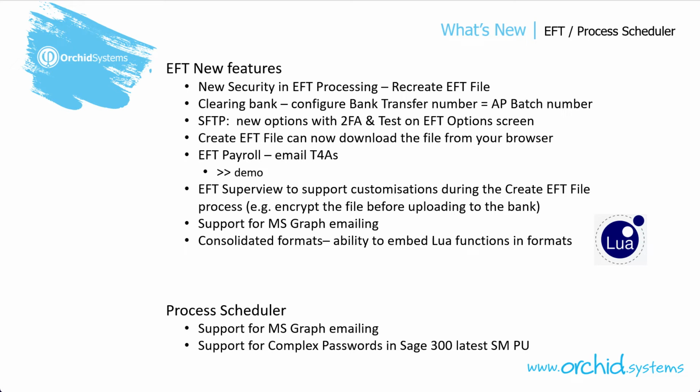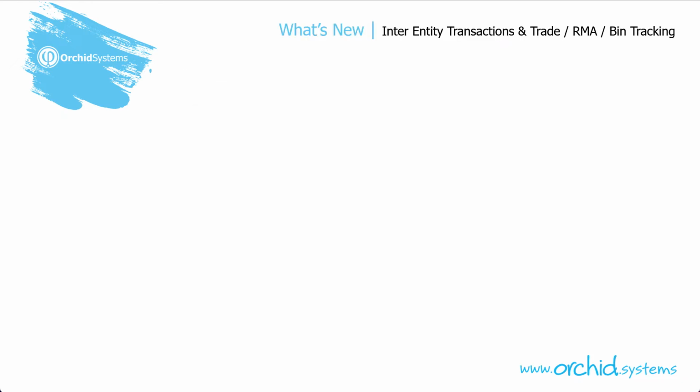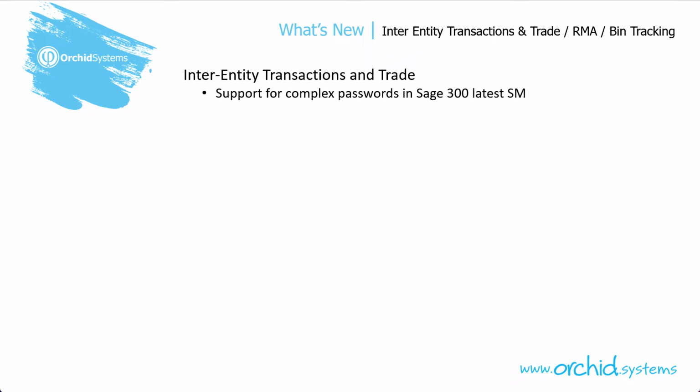And this is where you're defining the password for your company where you're going to configure all your schedules, as well as all the companies that you want to run schedules in. In inter-entity transactions and trade, we have included the same complex password support so that for your entity database mappings and your trade companies, you are able to enter the complex passwords that you may set up in Sage 300. And this was introduced in a product update in the middle of this year.